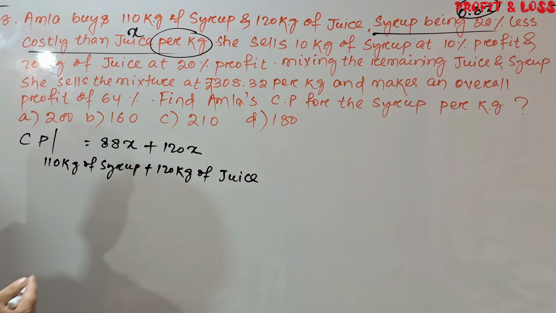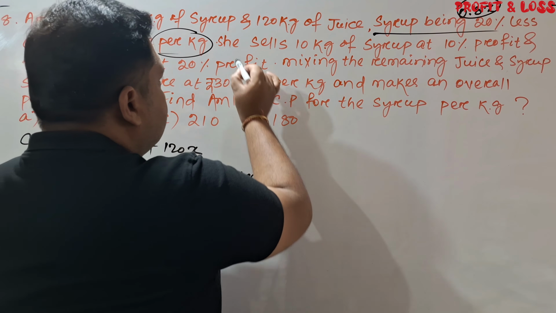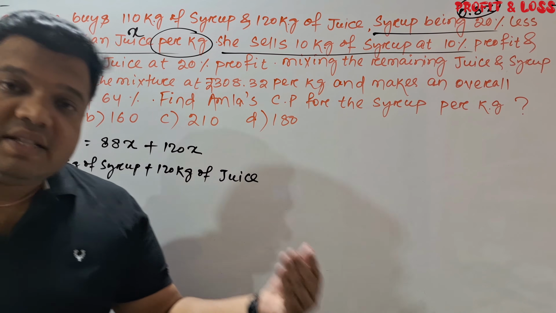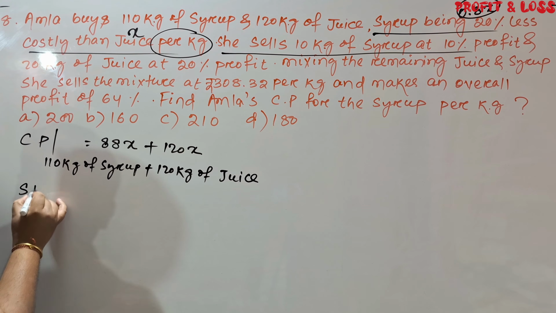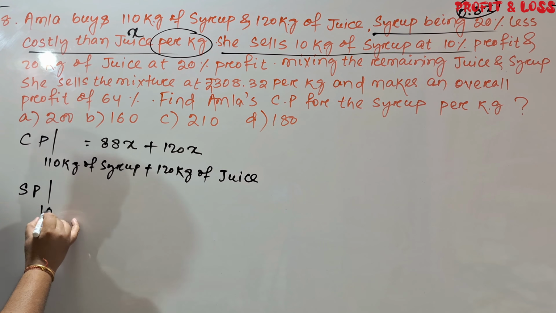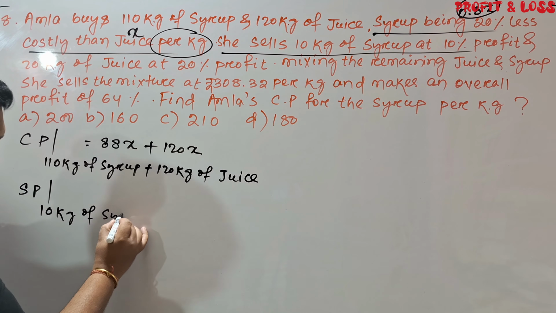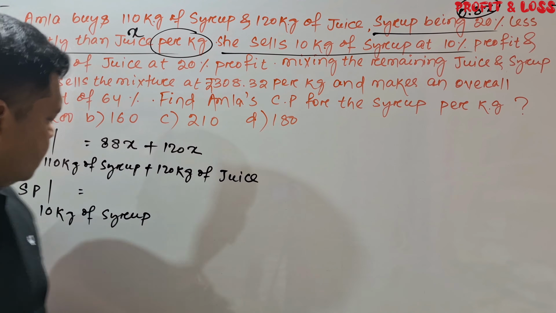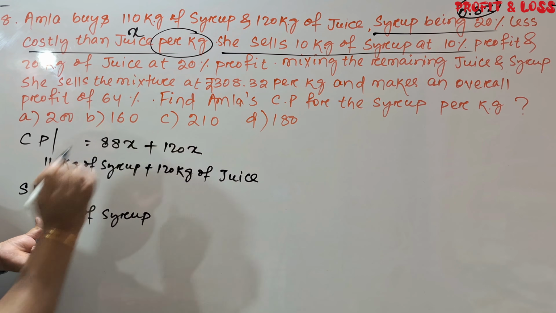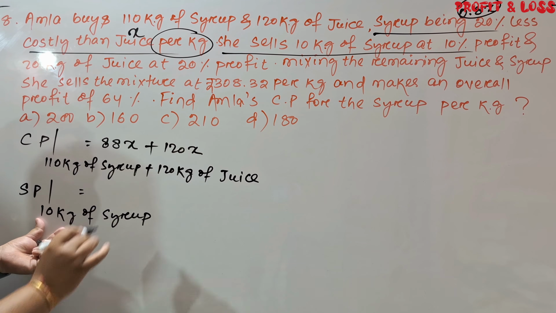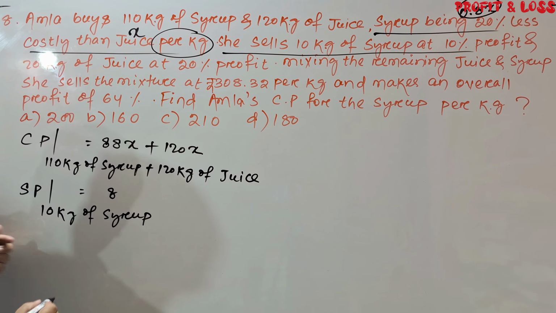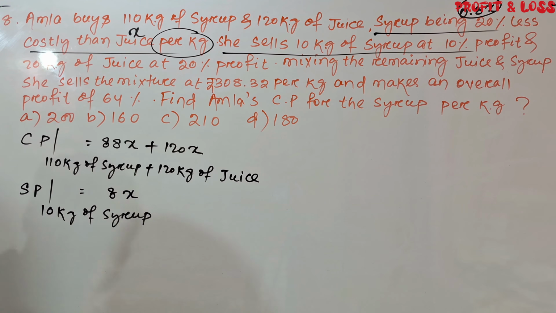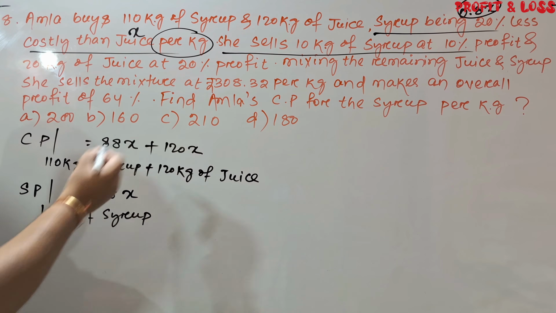Okay. Achha, then what is given? Statement number 2. She sells 10 kg of syrup at a 10% profit. She sells, so you have to find the selling price. The selling price of 10 kg of syrup. And you know how to find selling price? For selling price, you want the cost price. The cost price of 10 kg of syrup is what? 1 kg is 0.8x. So the point and this 0 get cancelled, so 8x. Okay, so for 10 kg I can write 10 into 8, so this is 8x. This is 0.8 into 10.